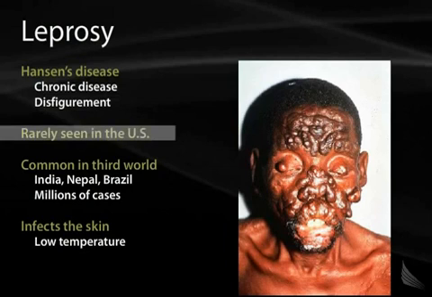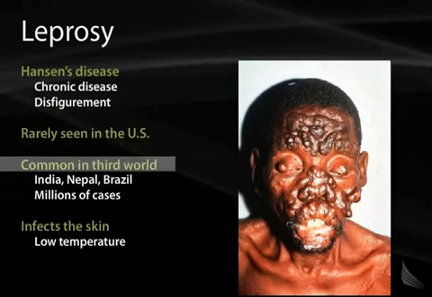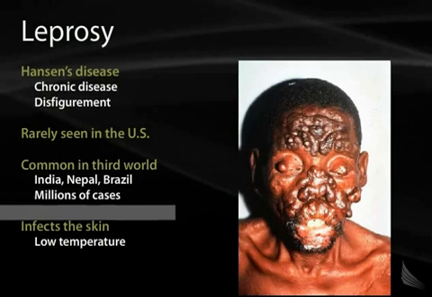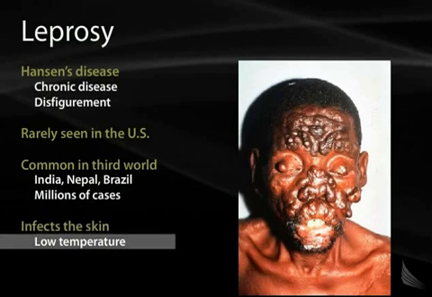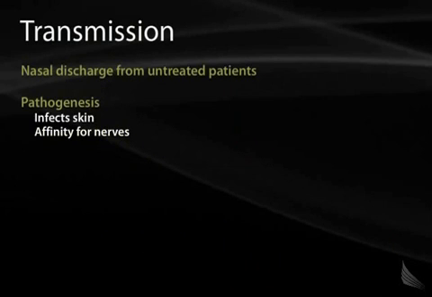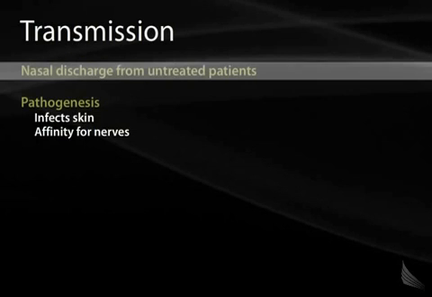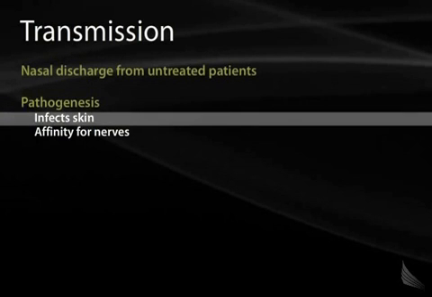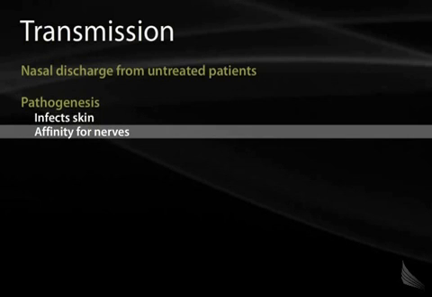Fortunately, it's rarely seen in the United States, but it is common in the Third World. India, Nepal, Brazil, there are millions of cases. It infects the skin and lives at low temperatures. Transmission for Mycobacterium leprae is through nasal discharge from untreated patients. The pathogenesis involves infecting the skin, and it has an affinity for peripheral nerves.